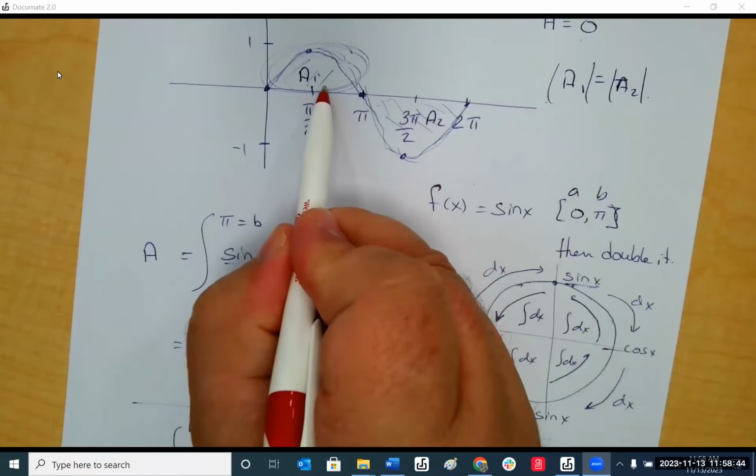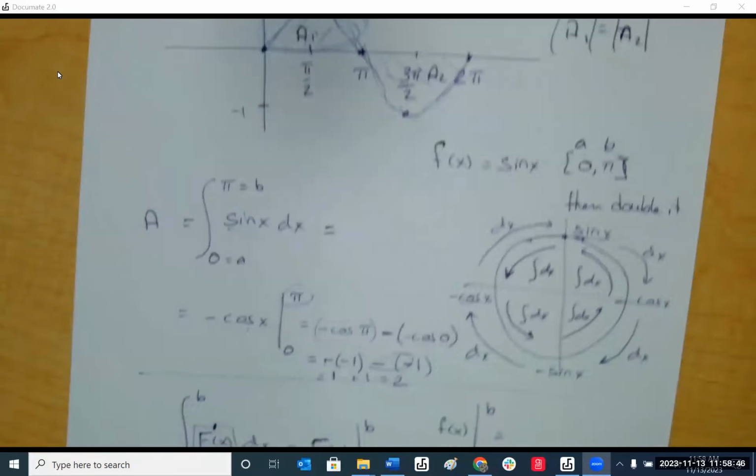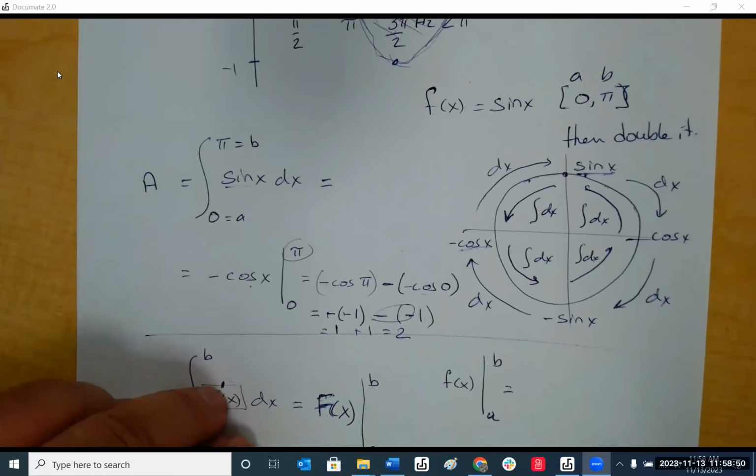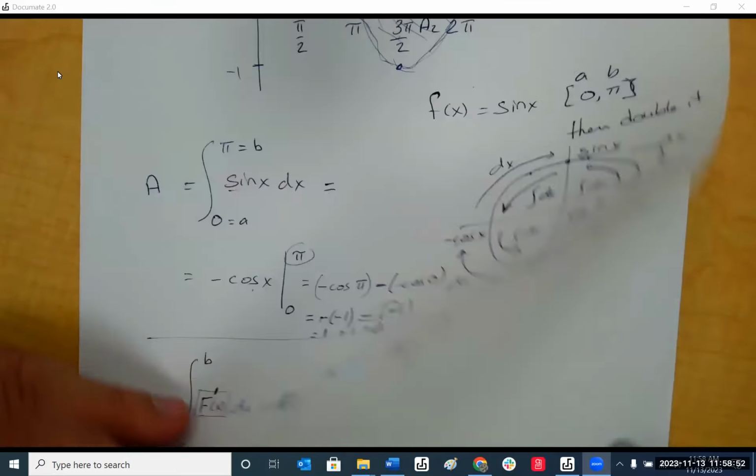Well, the area of this first part will be 2. So it'll be 2 times 2 is 4. And we know that the area of the second part is negative 2. But you can't really have negative area. Right. So that's what the total overall area would be, 4.